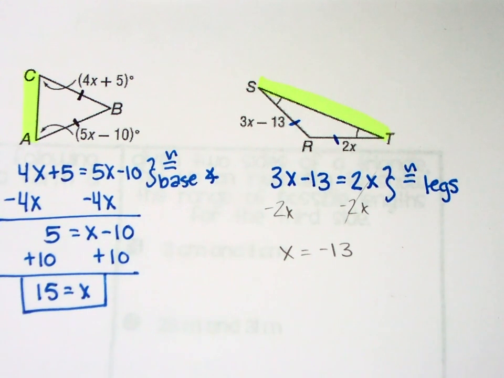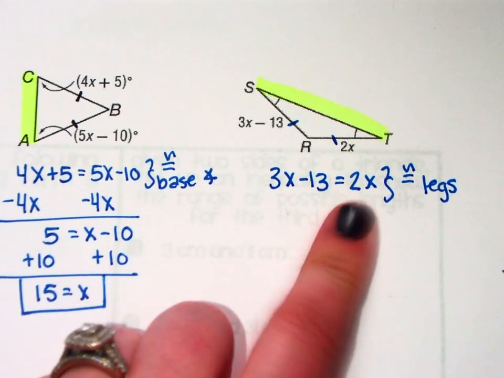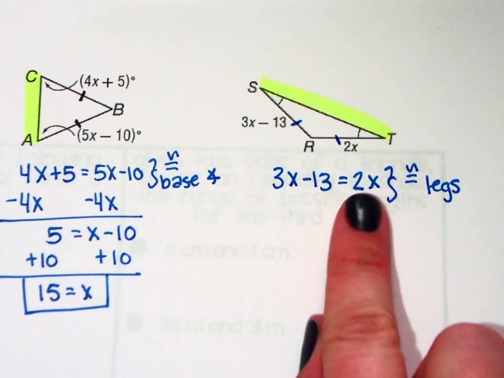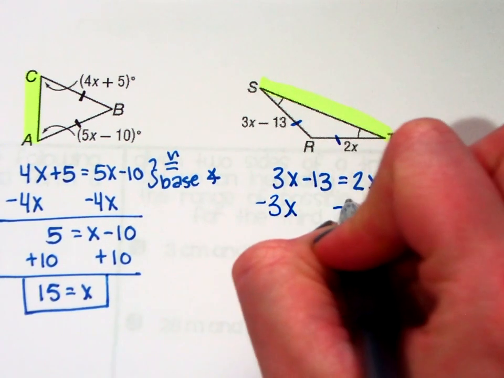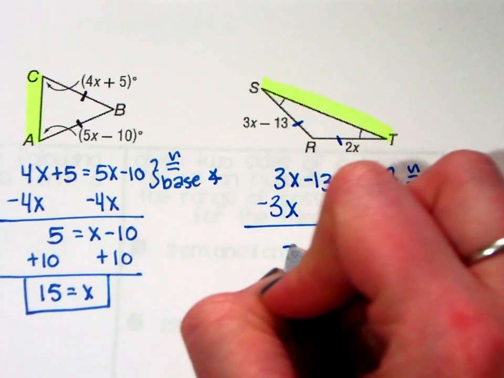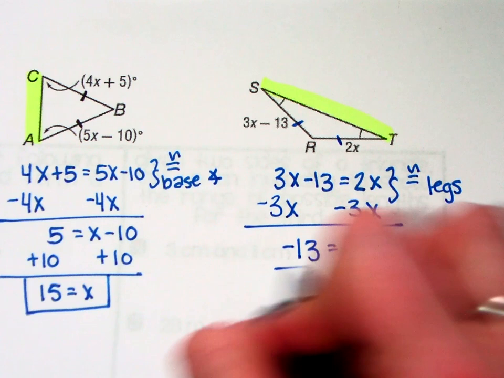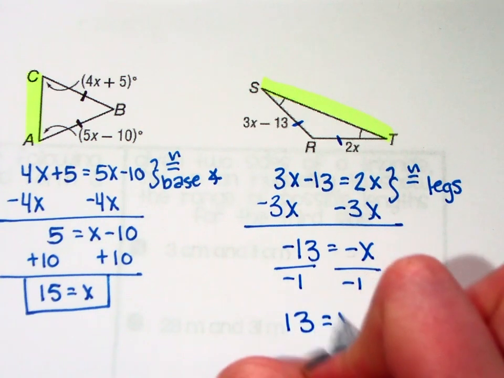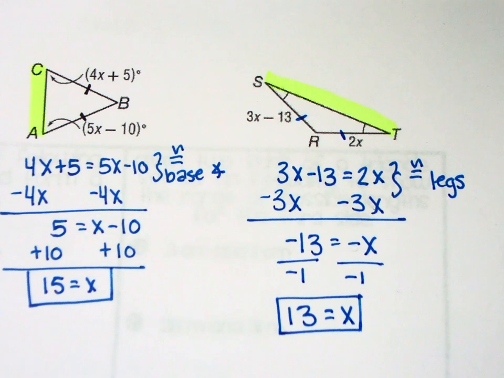So what you want to make sure that you do is always keep something on each side of the equal sign. If I move the 2x, I'm going to get nothing. So I'm going to move the 3x instead. So negative 13 equals negative x. Now I'm going to divide by negative 1 for an answer of just 13. So it's very important that you make sure you're using proper properties of equality to make sure that your answer is coming out to the correct value.